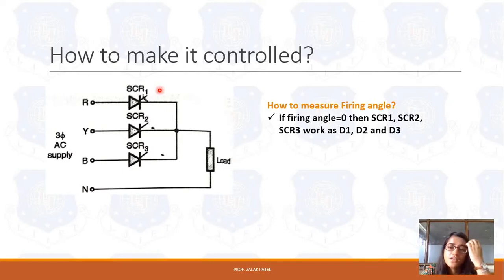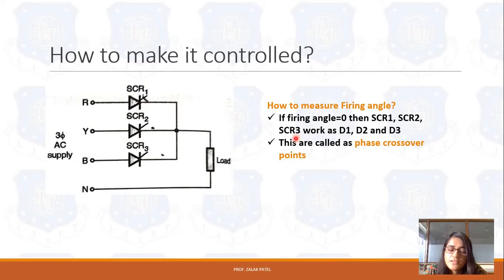So if the firing angle is equal to 0, meaning alpha is equal to 0, then SCR1, SCR2 and SCR3 will work as diodes 1, 2 and 3. Means if there is no firing angle, then the SCR will work as a diode, there is no phase delay and no controlling action will be taken. But if we provide some firing angle, maybe 30 degrees, 60 degrees or something else, then it will provide us the controlling operation. So these are called phase crossover points, A, C and E.